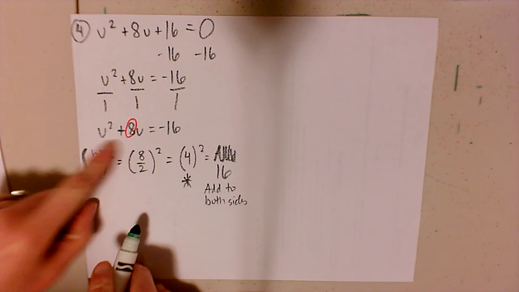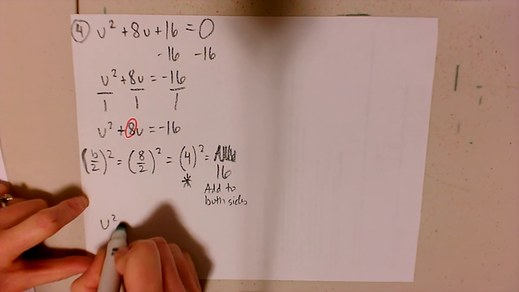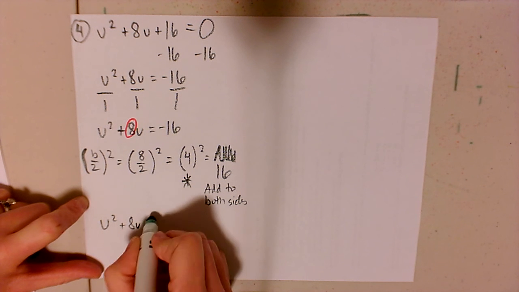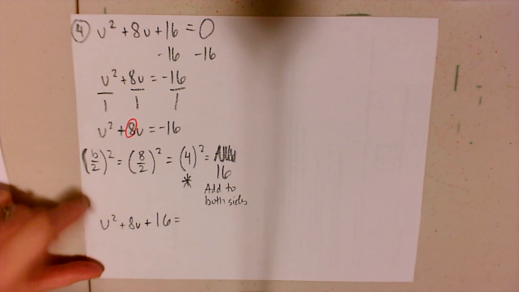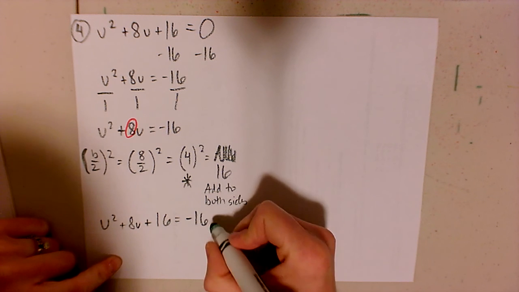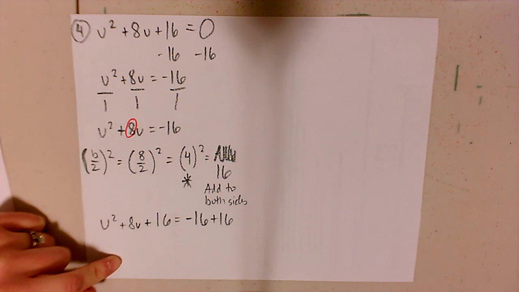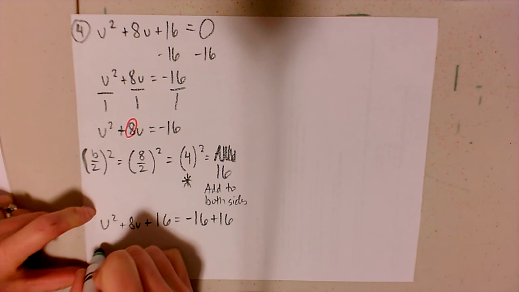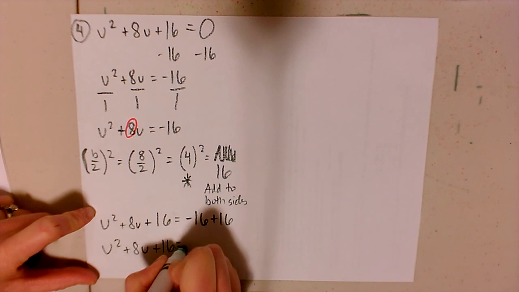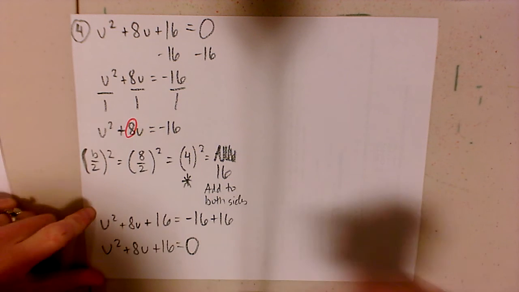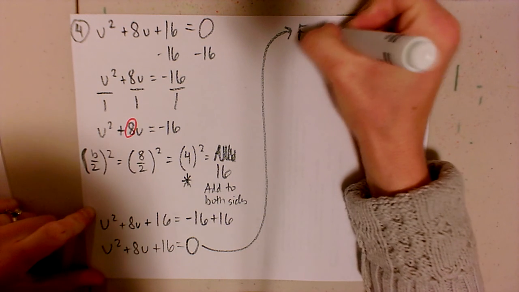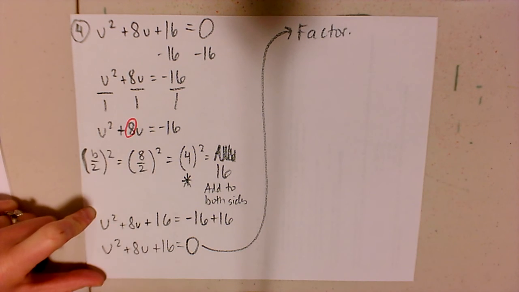So I'll take my original piece of the problem, u squared plus 8u, and then I add the 16 that I just figured out, right? And then on the other side, originally I had negative 16, so I hold on to that, and then I add the positive 16 that I just figured out, okay? And so now I'll go ahead and simplify this, and I get u squared plus 8u plus 16 is 0. So now let's kick this up here. And now we're at the point where we can factor.